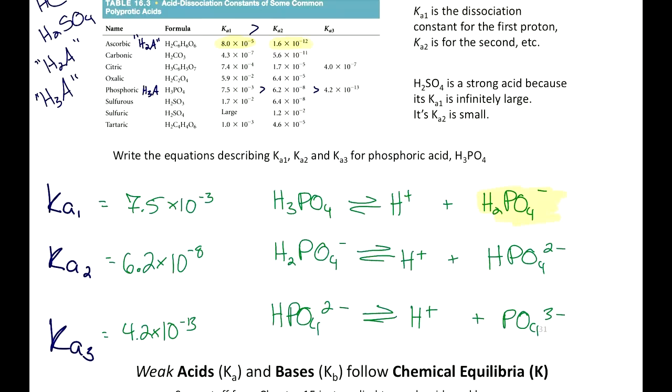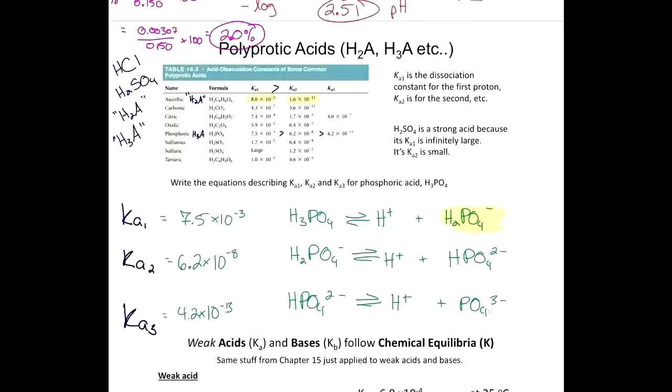So it's the same idea. It's a big K value versus small K value. If you see a big K value, you make a lot of products. Your solution may be acidic if you're looking at a large Ka. All right, so those are polyprotic acids.